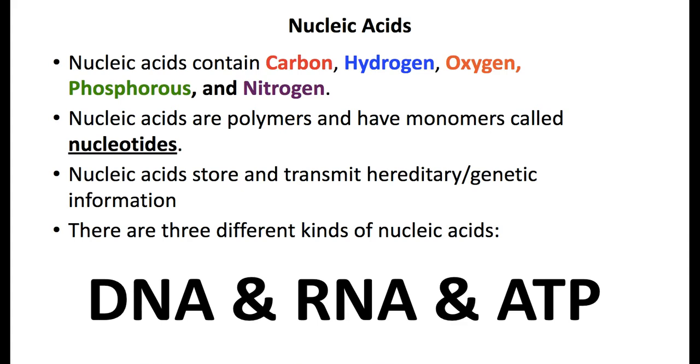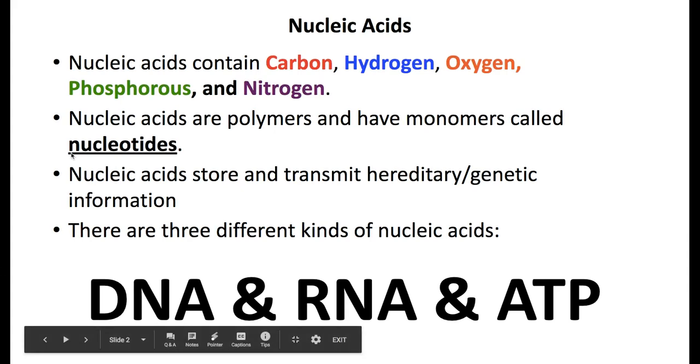So we remember carbs, CHO, lipids, CHO, proteins, CHON, and then nucleic acids would be our CHONP, and sometimes S. So nucleic acids are polymers, and they have these monomers called nucleotides. So nucleotides are going to be easy for us to remember. Nucleic acid, nucleotide, they both kind of have that nuclei part there for you to remember.